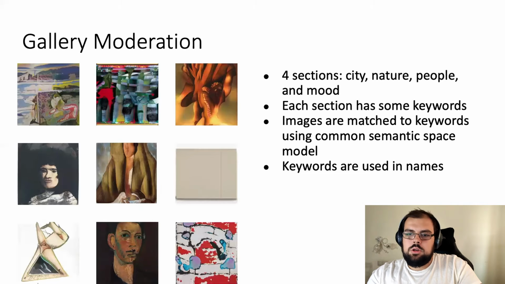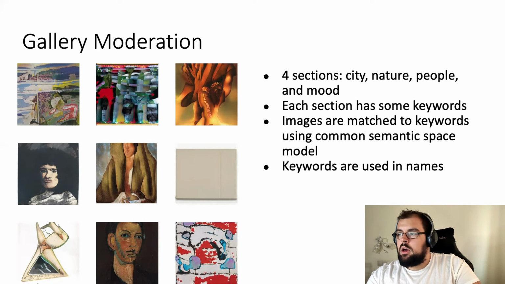So what we basically did is we came up with four section names: city, nature, people, and mood. For each section, we thought of some keywords. And for each keyword, we made this kind of image search through pre-generated images. I think it was around a few hundred thousand images generated with our StyleGAN2 model. And then for each image, we used the keyword that was used to retrieve it as the base for its name.